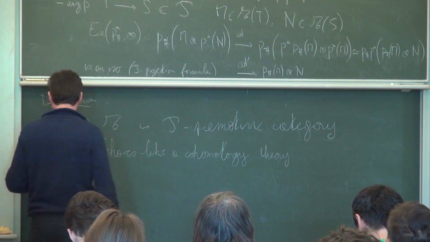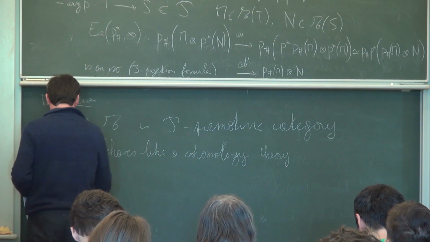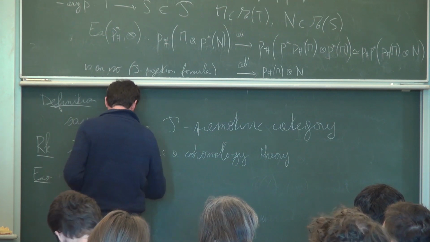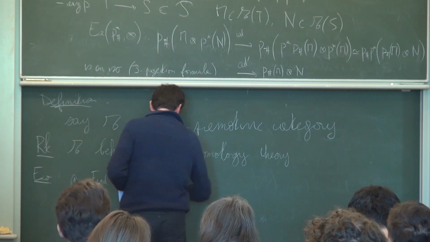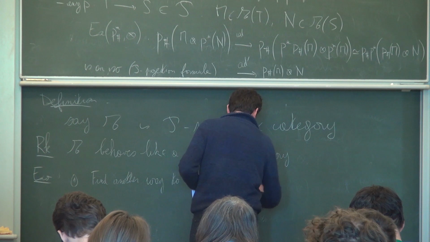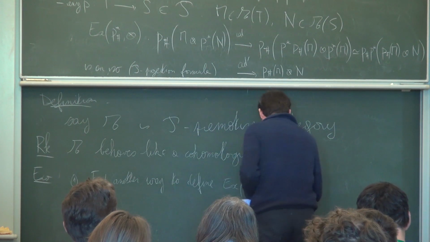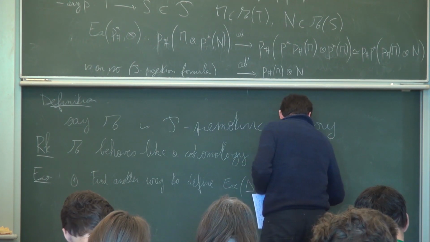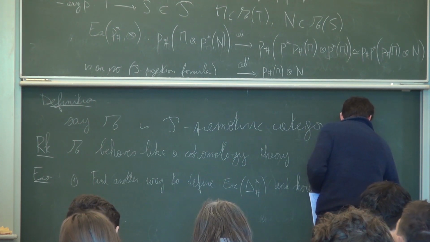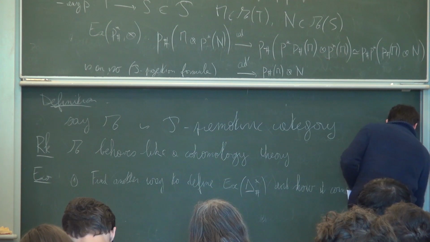Maybe I have an exercise to begin with. The first exercise is to find another way to define this natural transformation, the exchange between lower sharp and upper star, and show it coincides with the definition here.